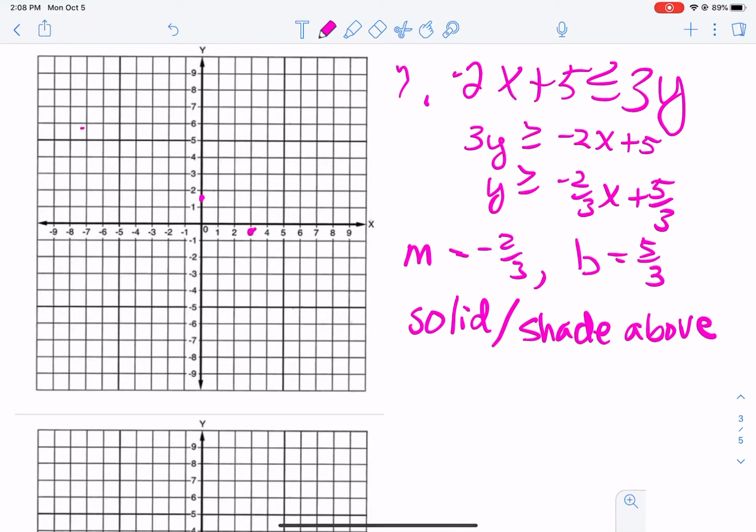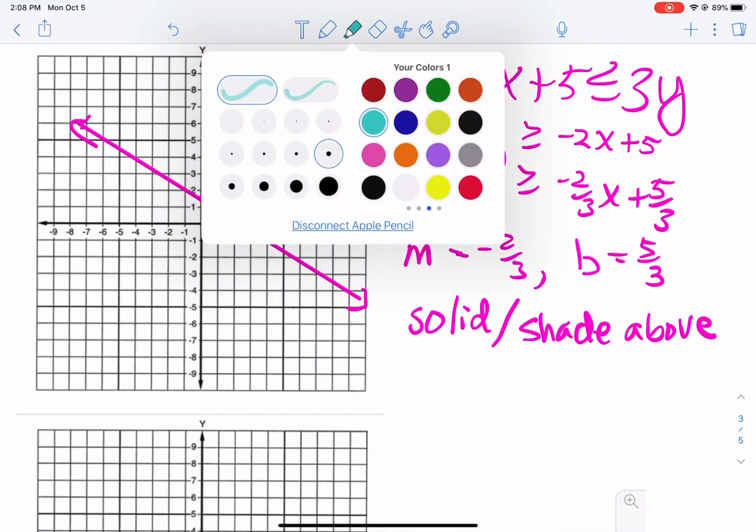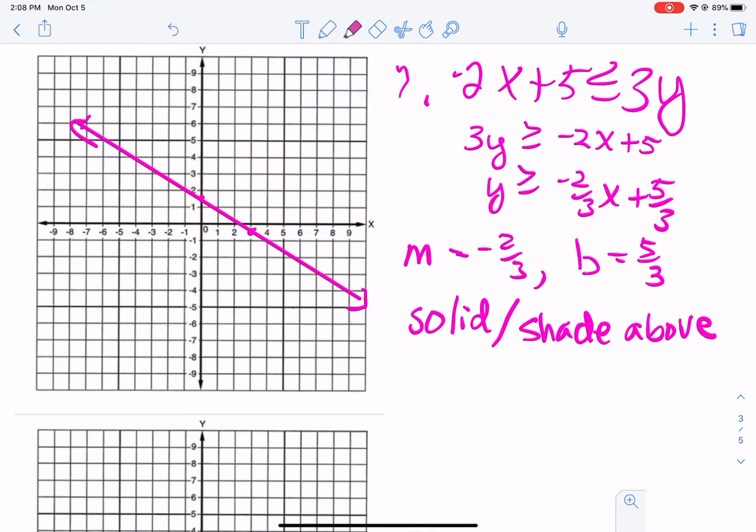And then let's connect that with a line. And we make that line solid. And we want to shade everything that is above that line. Okay, greater than is above. So I kind of try to find the y-axis, and then that kind of gives me the sense of where to shade. So that is number 7.